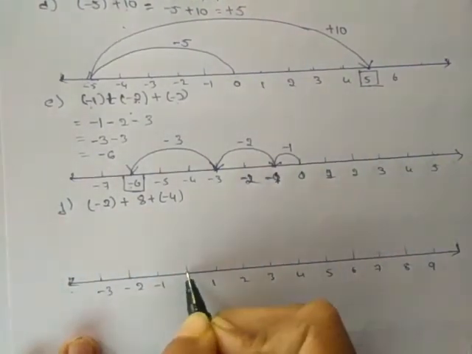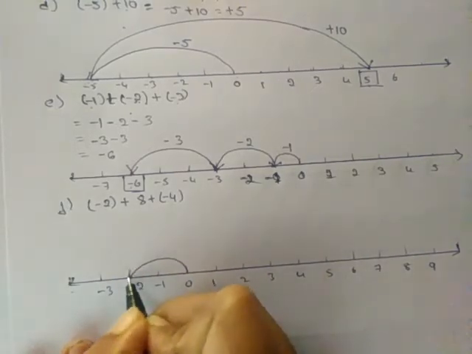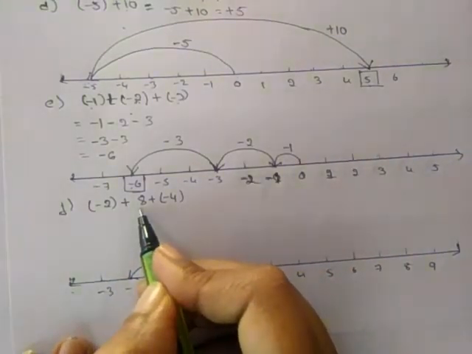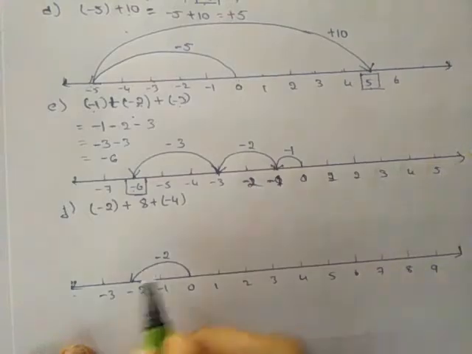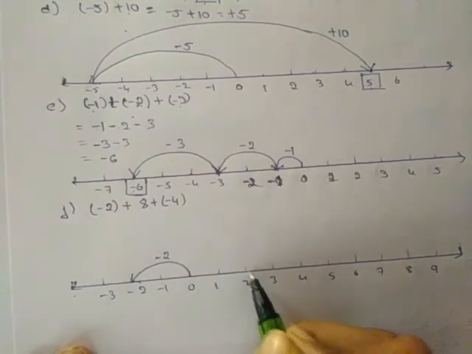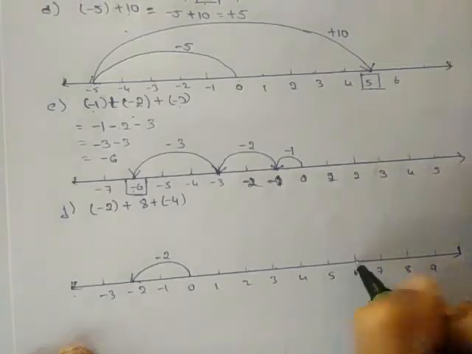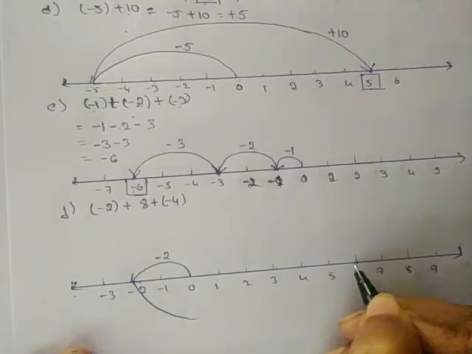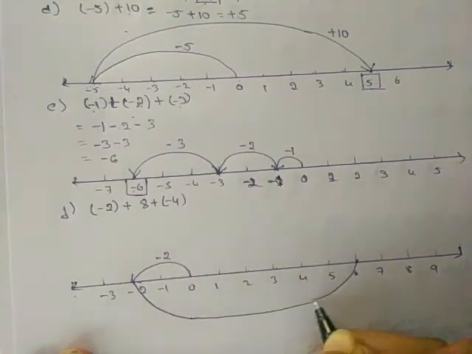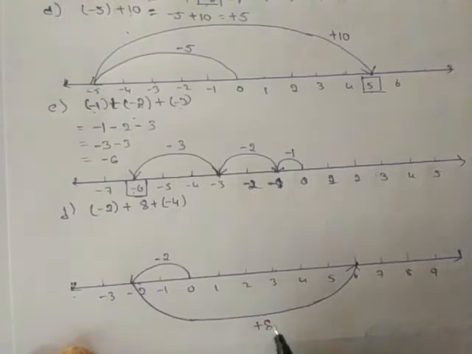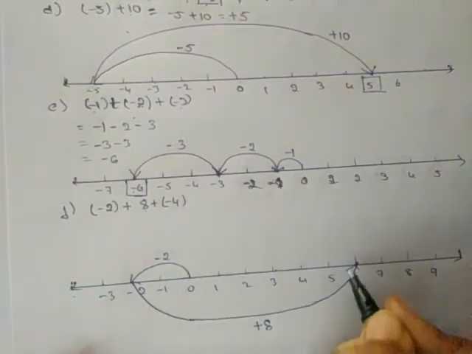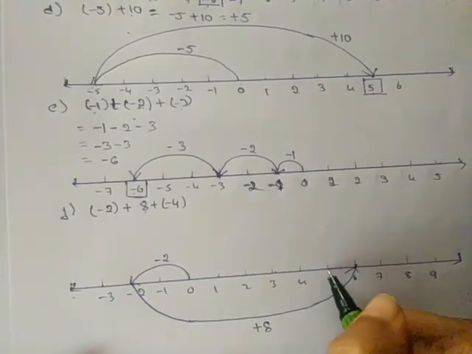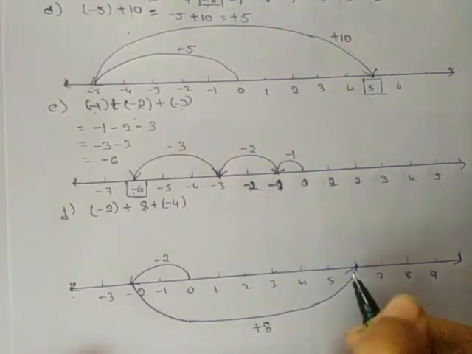Minus 2. From 0 we need to move minus 2. Then again from minus 2 we need to move plus 8. Plus 8 means rightwards. 1, 2, 3, 4, 5, 6, 7, 8. Here 8. So from minus 2 we need to move here. This is plus 8. And again from plus 8 to minus 4. Minus 4 means again we need to come back. Okay. So minus 4. 1, 2, 3, 4. Here we need to come back.